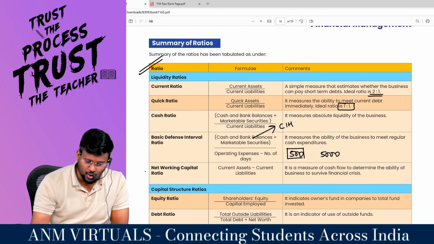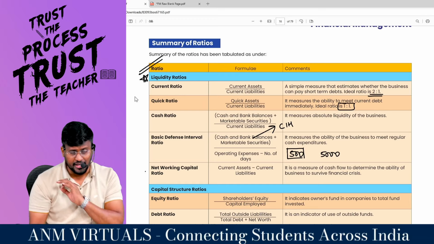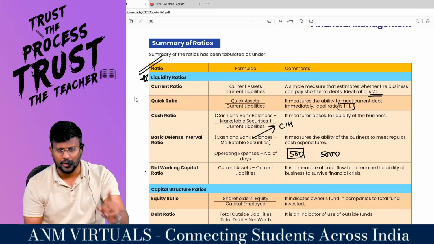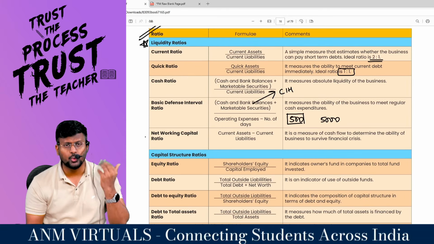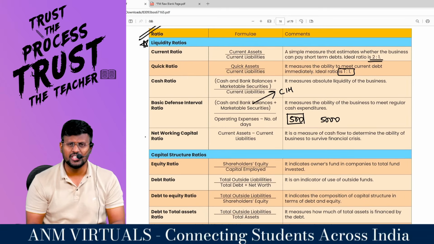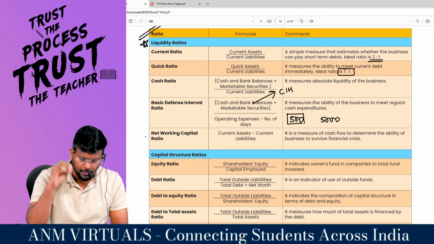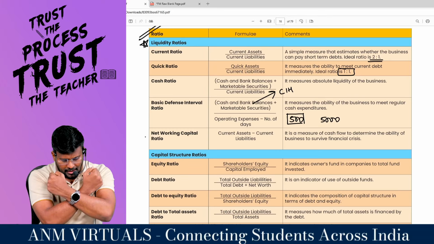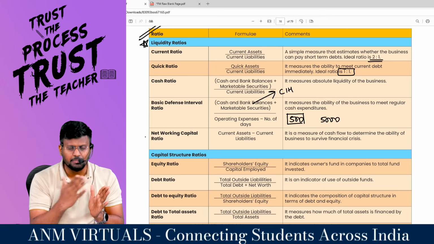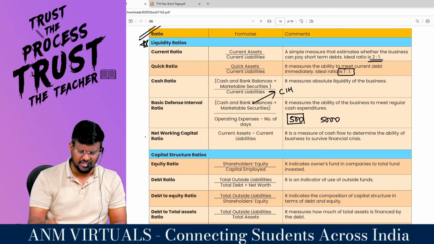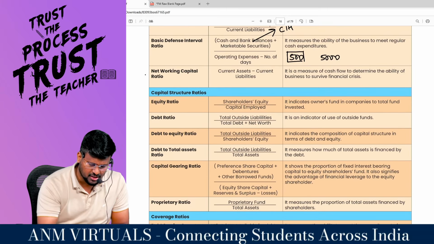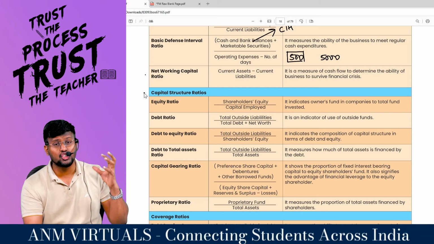I believe you are done with the liquidity ratios. One last time along with me. Current ratio is equal to current asset divided by current liability. Quick ratio is equal to quick asset divided by current liability. Cash ratio is equal to cash plus marketable securities divided by current liability. Basic defense interval is equal to cash plus bank balance, that is marketable securities, divided by operating expenses per day. Net working capital is equal to current asset minus current liabilities. Fantastic. Now I'm coming to the capital structure ratios.